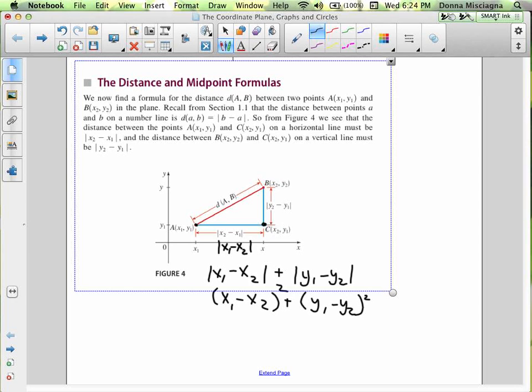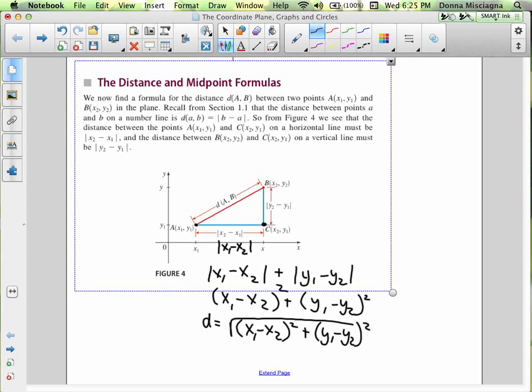But you can't just go squaring numbers. You're going to change the value. But we can square if we undo what we did by taking the square root. So if we take the square root of x1 minus x2 squared plus y1 minus y2 squared, we have the distance formula for finding the distance between any 2 points in the coordinate plane.